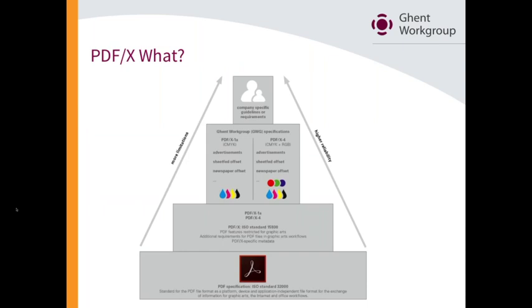So PDFX, what is PDFX? What does that even mean? So this is a basic structure of PDF. And at the lower level, you can see this is the PDF, which is now a standard, and it's an ISO standard. The ISO group is the 32000 group. This is the PDF that has everything in it.